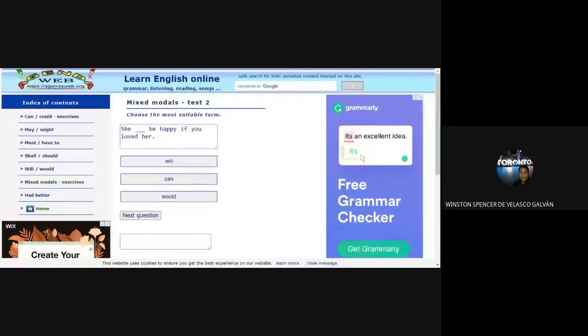Number 3, Tanya, open your microphone. Tell me, she, blank, be happy if you love her. She can be happy. Let's see. It's wrong. No. Another one, Tanya, you will or would? Remember, you get a condition. Would? Let's see. Yes, it's correct. Because look, it is a conditional and you are using would and the past on the second one. Thanks so much. Let's go to the next question.